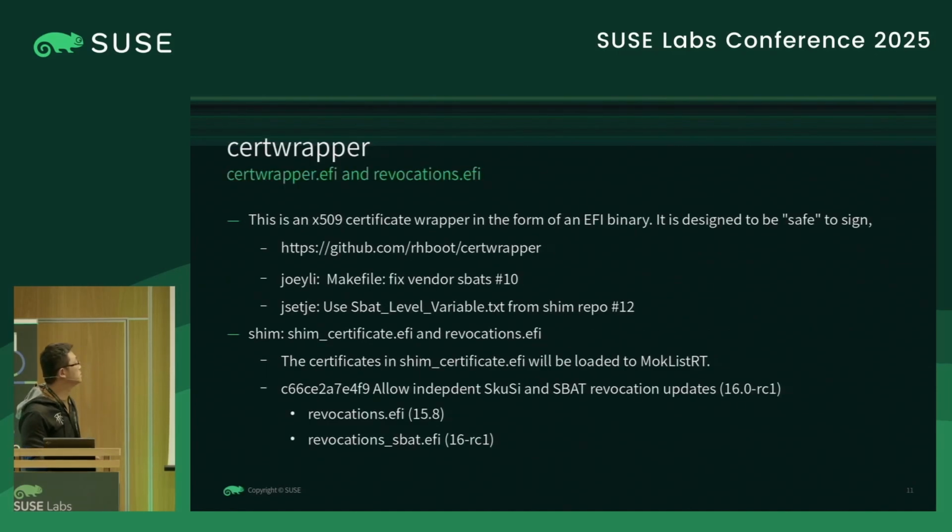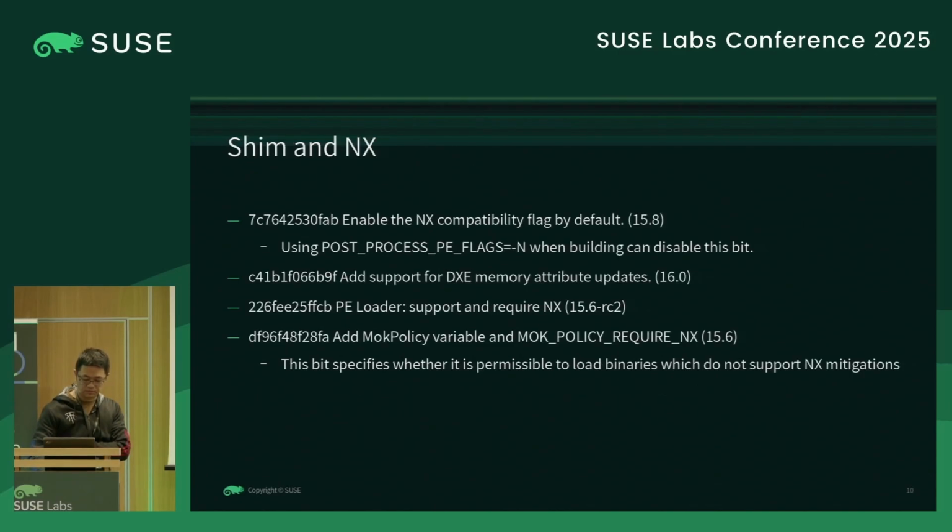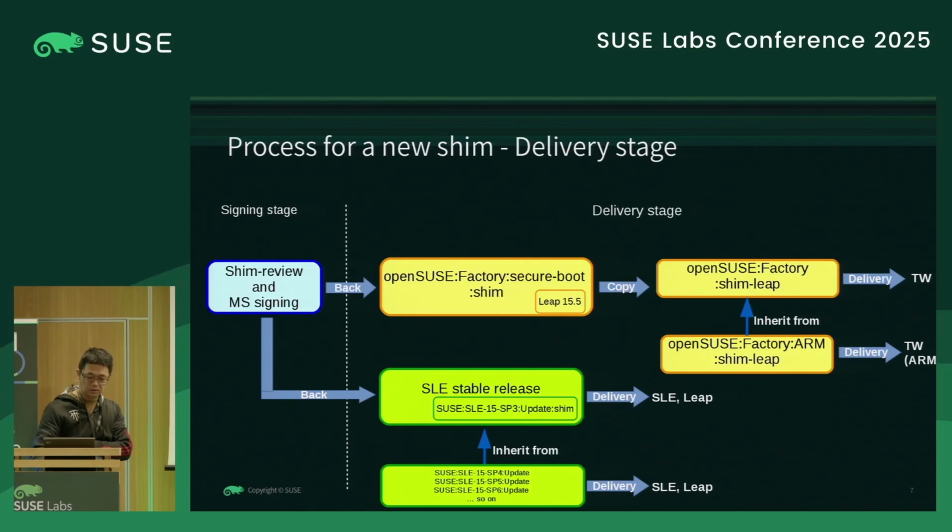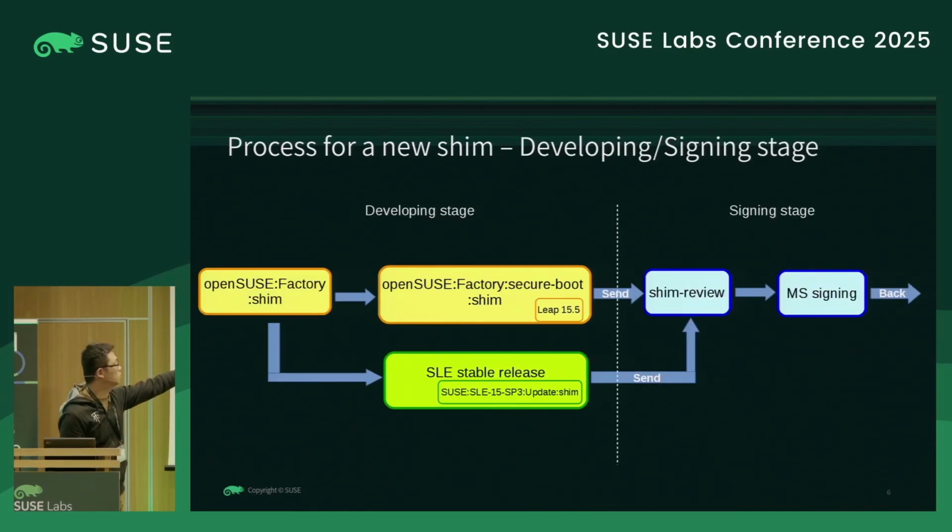Okay, then the next topic is the certificate wrapper. It's a totally different topic. As we know the process, let me go back to it. Every time the code or the binary is changed, or the key for signing the Shim binary is changed, we need to send it to the Shim review project for review and signing. Unfortunately, the signing stage normally takes a lot of time, sometimes one month to three months even.